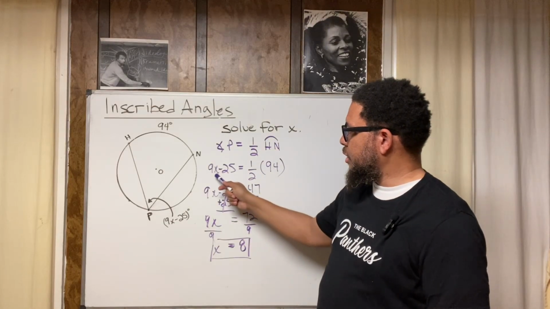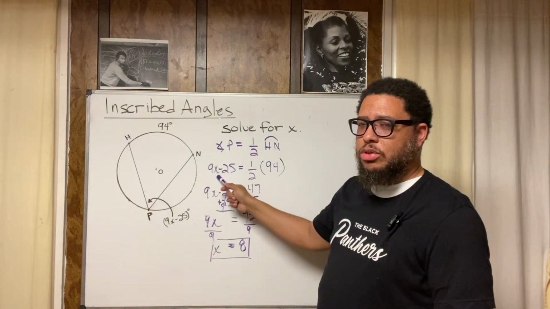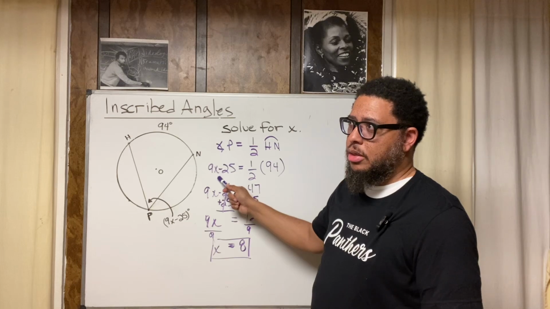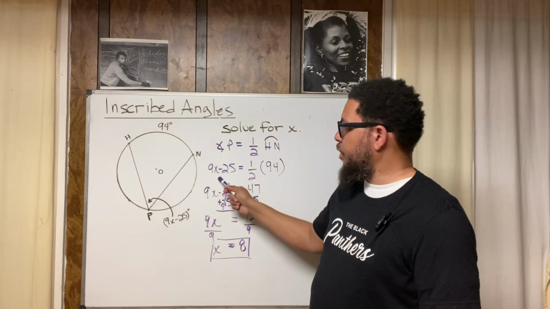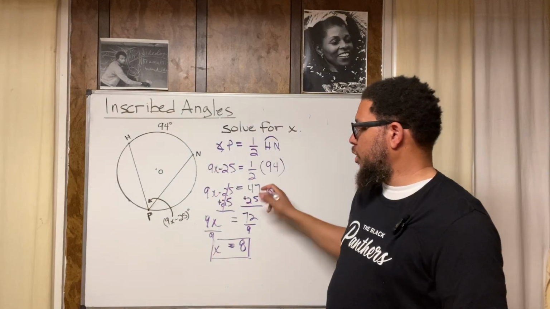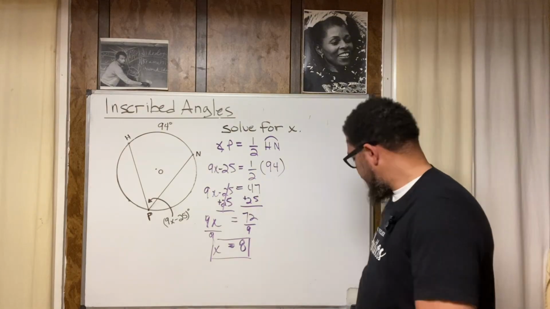Because 9 times 8 is 72. But 72 take away 25? Well, 75 take away 25 will be 50. So if we take 3 away from that, that's 47. Yeah, so this will be 47. And 1/2 times 94, we already said was 47. So we good. All right.